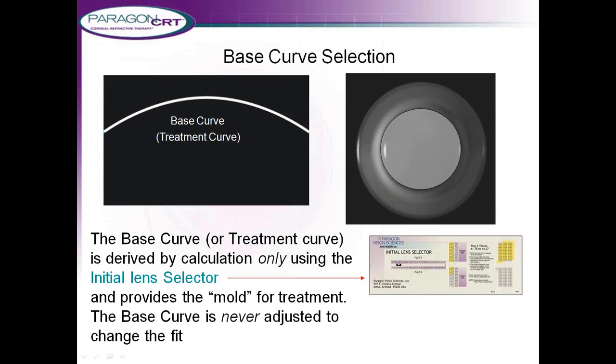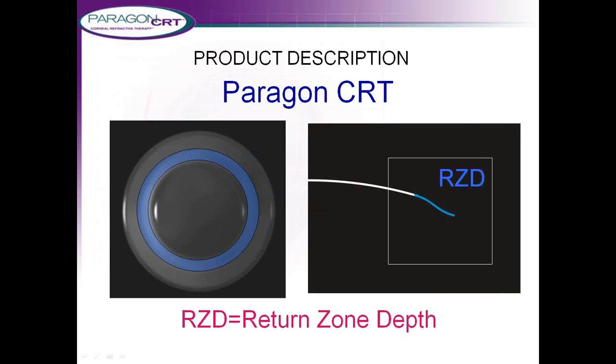The base curve radius needed to eliminate the myopic prescription is purely a calculation. The lens selector is an easy tool to show the desired lens parameters for every prescription and keratometry combination. Unlike conventional gas perm designs, the base curve is never adjusted to change the overall fit of the lens. The next parameter is called the return zone, otherwise called the reverse curve with other corneal reshaping designs.